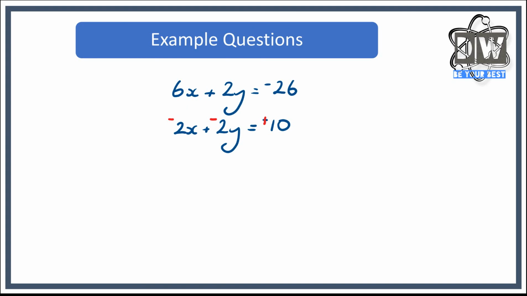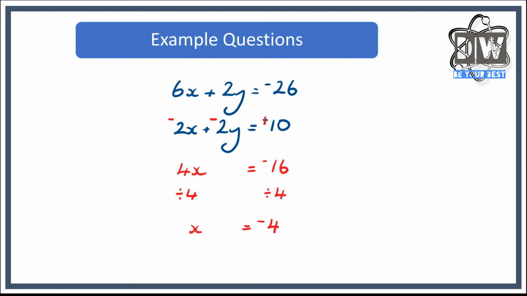So 6x minus 2x gives me 4x. 2y take away 2y gives me nothing, so I've eliminated that. And minus 26 plus 10 gives me minus 16. Now you have done this before, remember, so we end up with 4x equals minus 16. Divide both sides by 4, and we end up having x equaling minus 4.